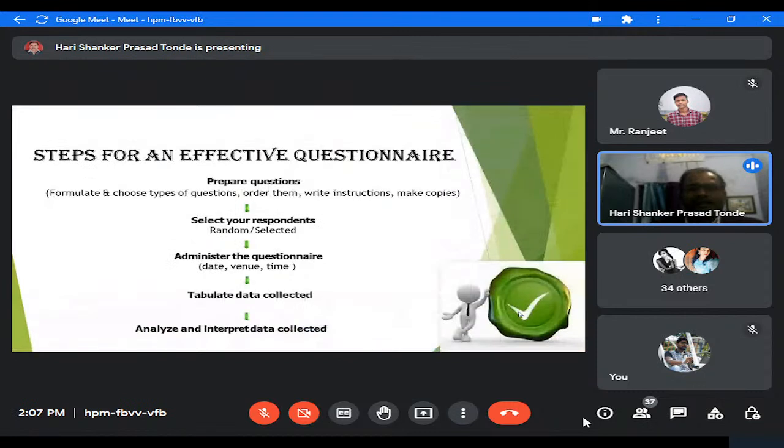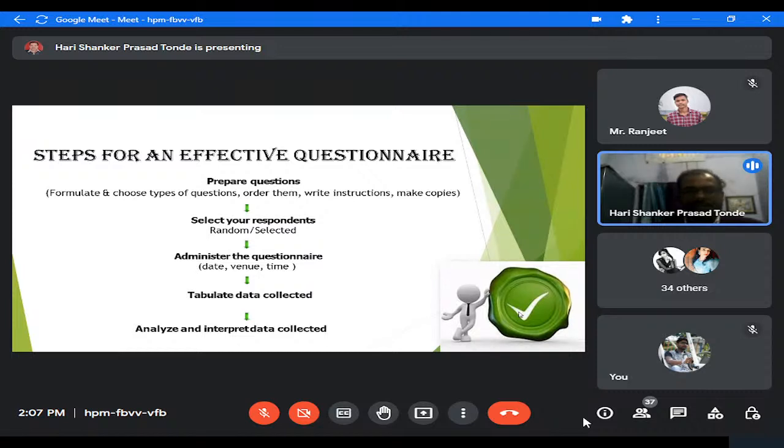What are the steps for an effective questionnaire? Prepare questions, which means formulate, choose types of questions, order them, write instructions, and make copies. Select your respondents, either randomly selected or incidentally selected. Administer the questionnaires, which means fixing the date, venue, and time.